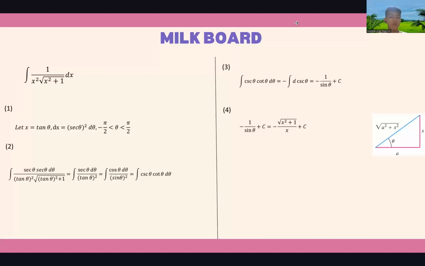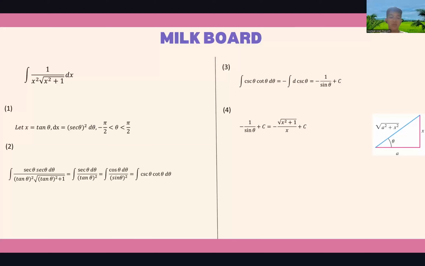So we just substitute the trigonometric function in. So we have the integral of secant squared theta d theta over tangent squared theta times the square root of tangent squared theta plus 1. So tangent squared theta plus 1 equals secant squared theta, so it can come out of the root.